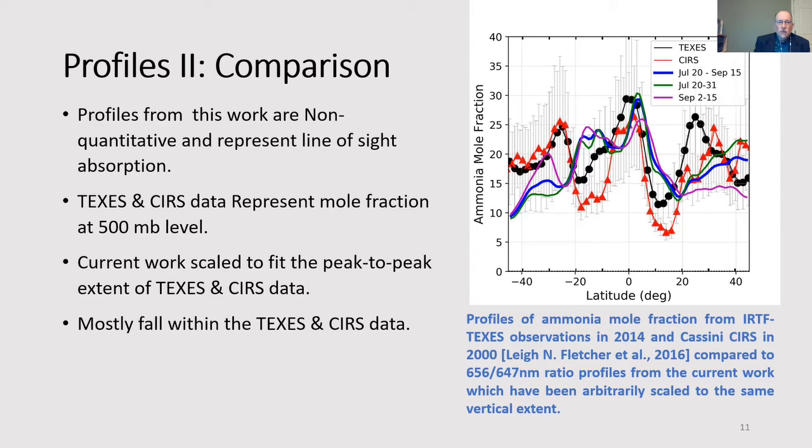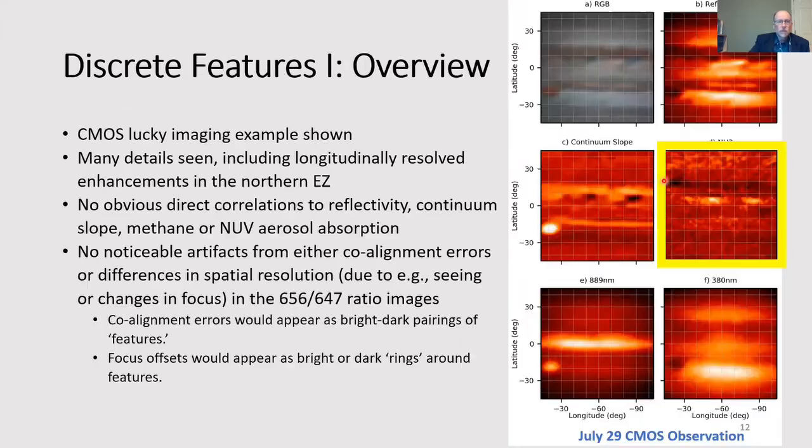And you can see we reproduce the main features such as the equatorial zone enhancement over here, maybe a little bit more positive north of the equator. You can see there's also some differences here, particularly around the south equatorial belt and a little bit around the north equatorial belt. We see more ammonia enhancement than was seen in these two other data sets, which are from 2000 and 2014. So let's look at discrete features.